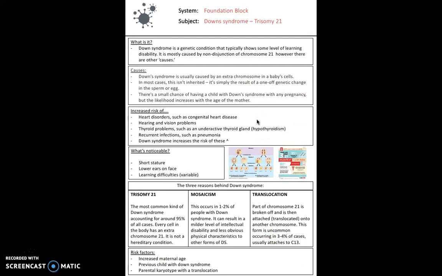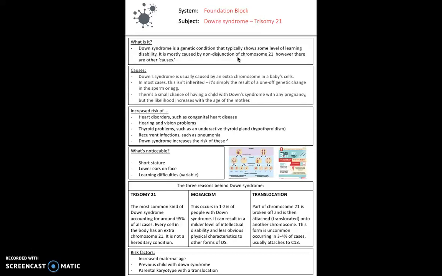Next we have Down syndrome, which essentially is trisomy 21. It's a genetic condition that typically shows some level of learning disability, but again, the symptoms vary depending on the individual patient. It's most commonly caused by non-disjunction of chromosome 21, which we'll talk about a little bit more in a moment. However, there are other causes as such.